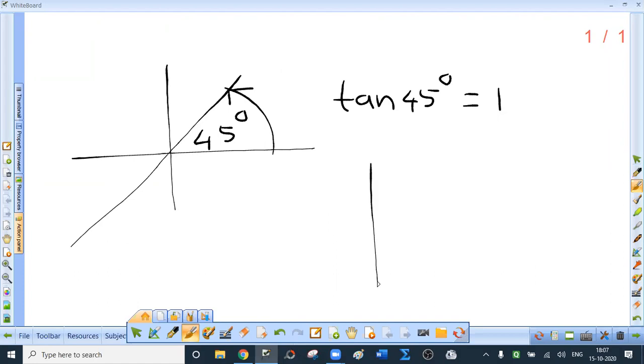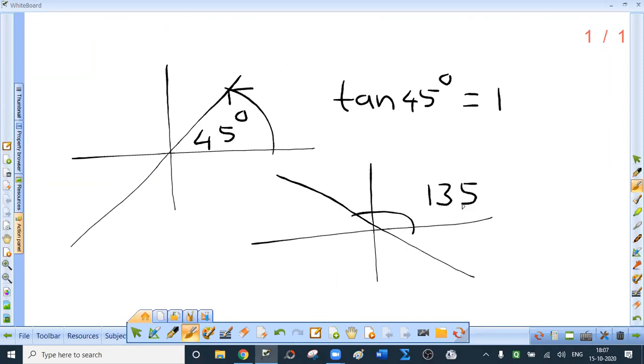Similarly, what is the slope of a line which bisects the angles in the second and fourth quadrants? Its inclination is 90 degrees plus 45 degrees, that is 135 degrees. So slope is tan 135 degrees. You should be able to find tan 135 immediately. It is -1. So the slope of the line bisecting the angles in the second and fourth quadrants is nothing but tan 135 degrees, which is -1.